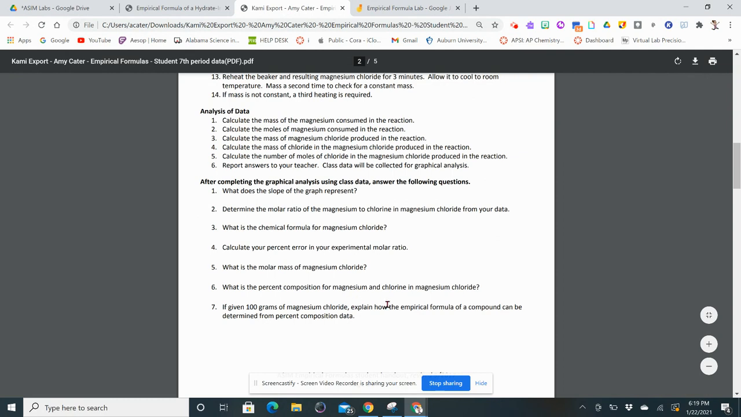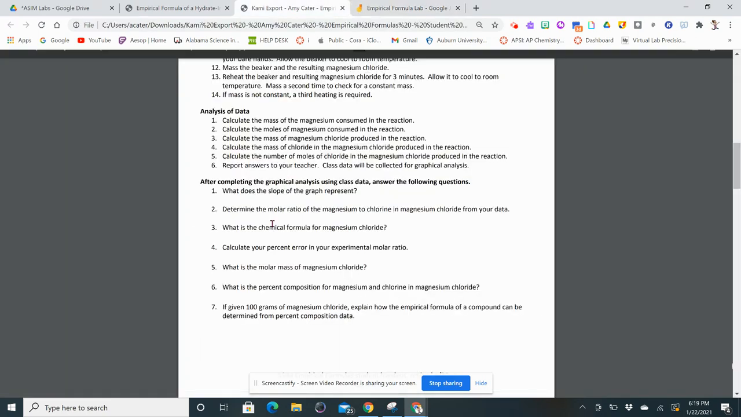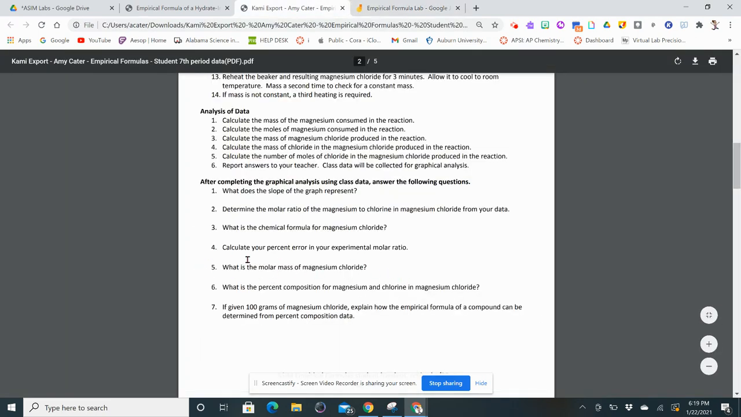What is the percent composition for magnesium and chlorine in magnesium chloride? Okay, so for that one, we're just going to do a percent calculation just like you normally would. You'll need to find the molar mass of magnesium chloride before you do that. Yeah, right here, number 5, calculate. Oh, I'm sorry, I read that wrong. Question number 4 says calculate your percent error, not your percent composition. I was looking down here at number 6.